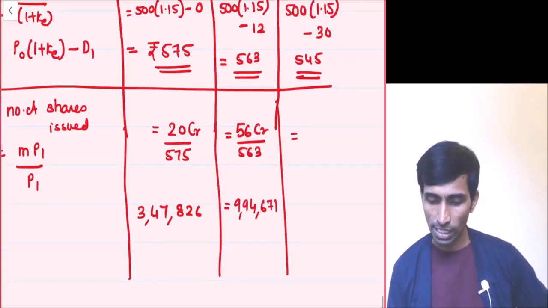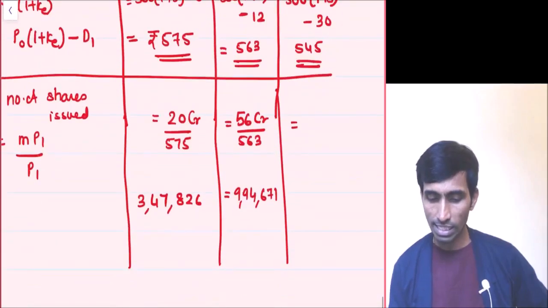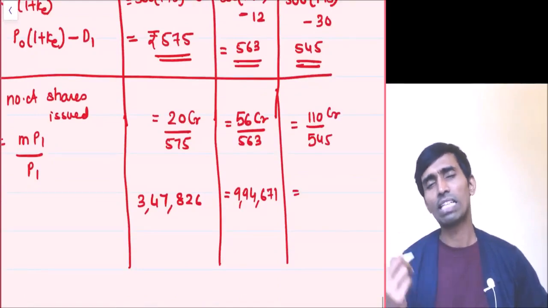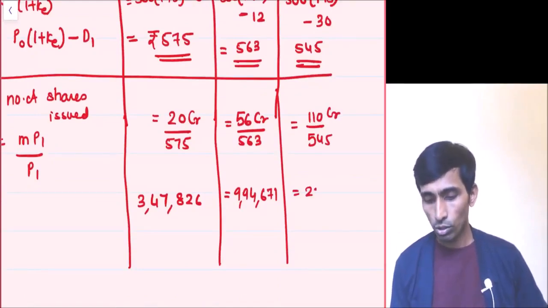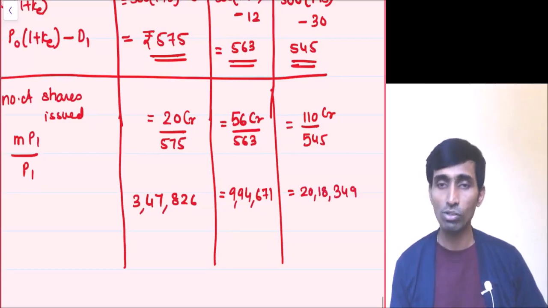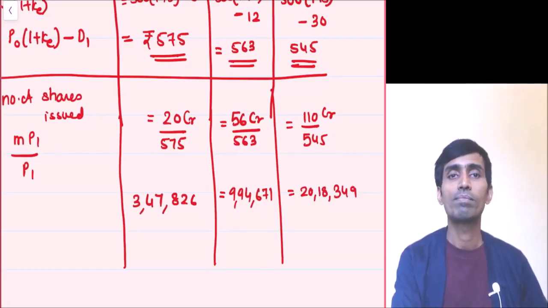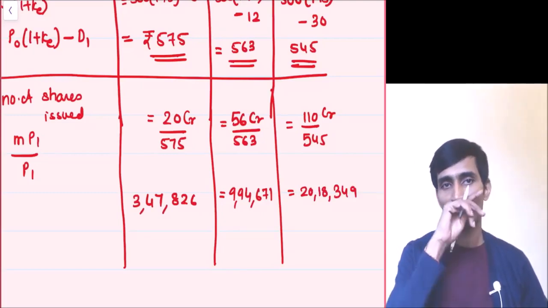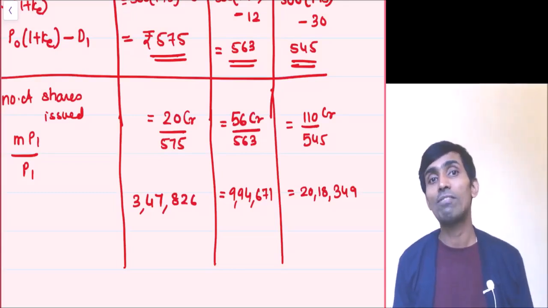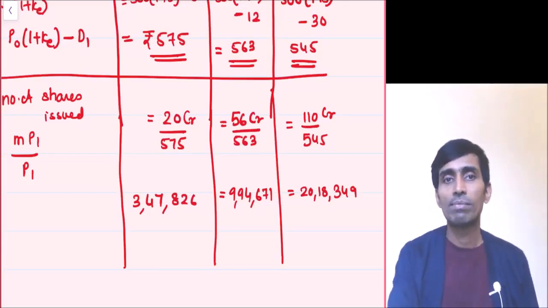Here, how much did I have to raise? 110 crore divided by 545. This is in crore, so multiply and convert into normal terms: 20,18,349. This is the number of shares you have to issue. Fine. So what they were asking was to ascertain the value at the beginning if anticipated profits are this, and they have given us these shares. So this is how we completed the question.